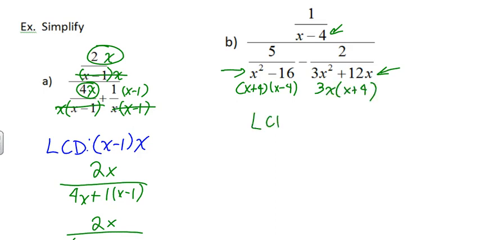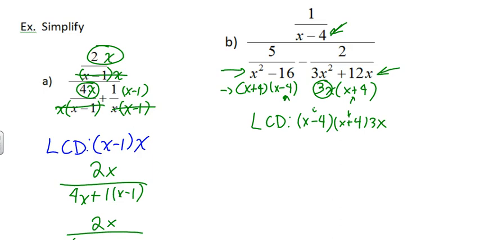Let's make my LCD list. I see an x minus 4 from here. I put it in the list. I see an x plus 4 from here. I put it in the list. I already have an x minus 4 in the list. I don't need to repeat that. I see a 3x from here. I put it in the list. I see an x plus 4. Oh, he's already represented. I don't need to write it twice.